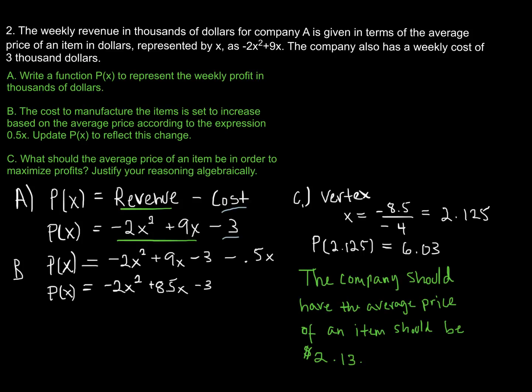So here you can see the new cost that is brought in part B, which is this 0.5x. And so when we take our original revenue, we need to subtract from it 0.5x. And when we collect the like terms, we get this new profit function, which we can use to find the maximum, or in other words, the vertex. And that will occur when x is equal to 2.125.